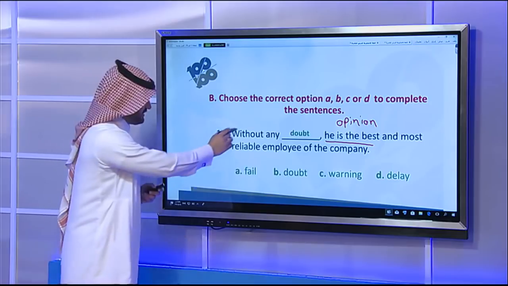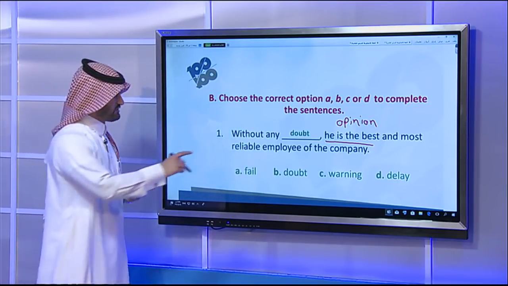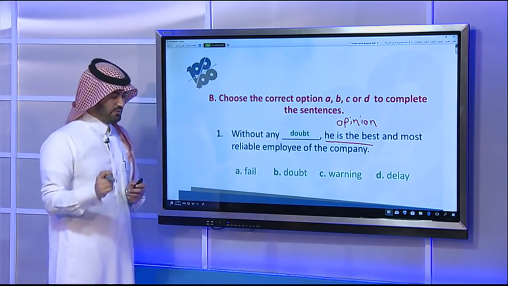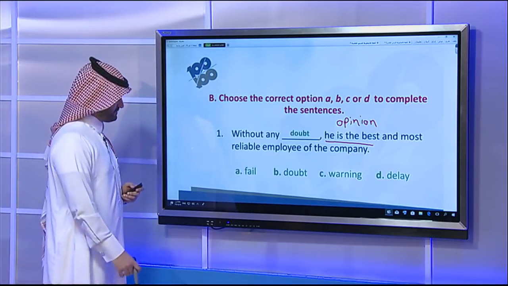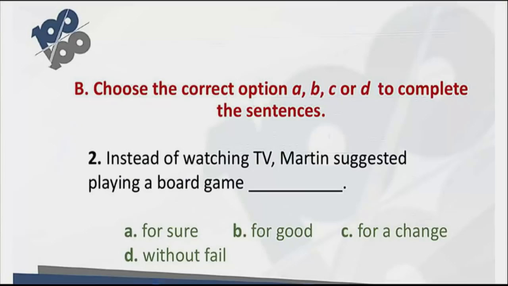So the context here requires the word doubt, without any doubt, because the sentence here, or the clause, is telling his opinion. I need without any doubt to emphasize the opinion. Let's move to number two. Instead of watching TV, Martin suggested playing a board game. Okay? Instead of watching TV.